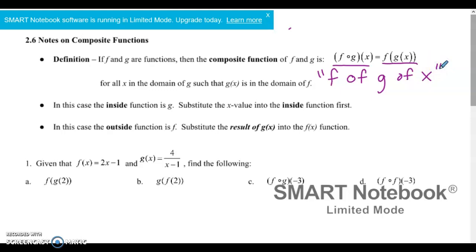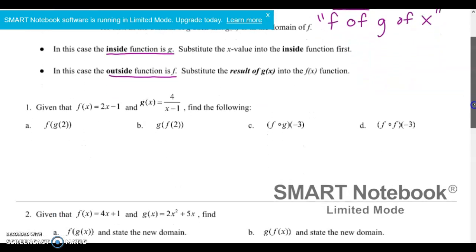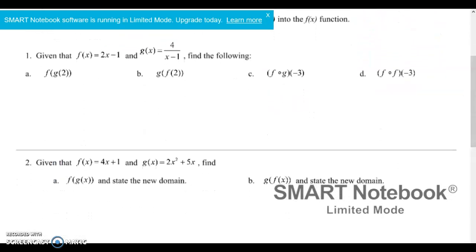And when we're doing composition, it's really important to know what the inside function is. In this case, the inside function is g. We're going to start from the inside. The outside function is f. We're going to take g and plug it into f. So we're going to go ahead and take a look at a couple of numerical examples.